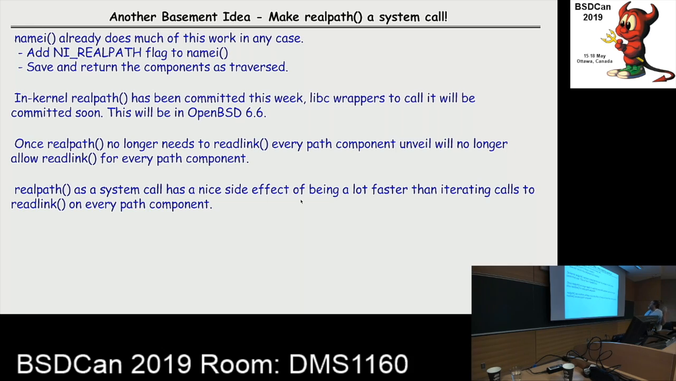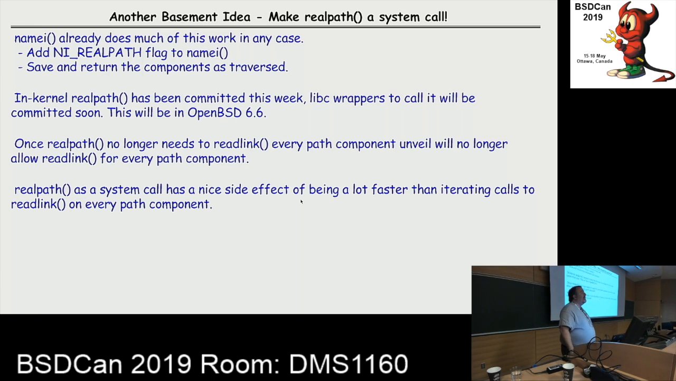Once realpath no longer needs to call readlink on every path component, we'll move to that. So by 6.6, we'll probably have this. We will remove the ability for readlink to be used on intermediate inspectable vnodes, and that will plug that up. Effectively, you have to have read access to do realpath, and that's fine.